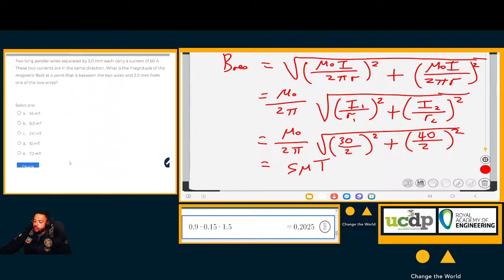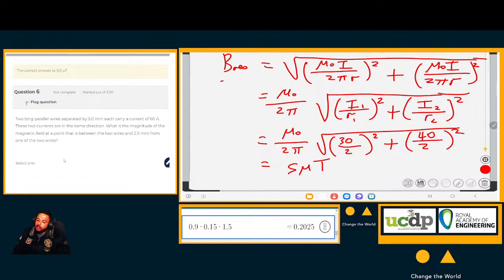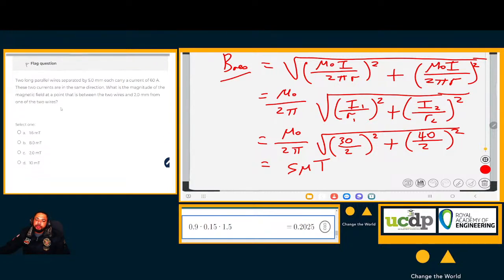You can do it individually and then use Pythagoras' theorem to find the resultant, or you could use this formula here, which is much easier.